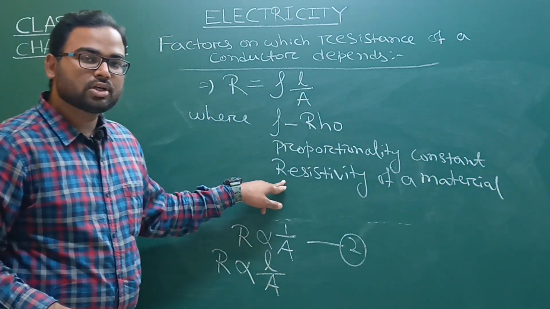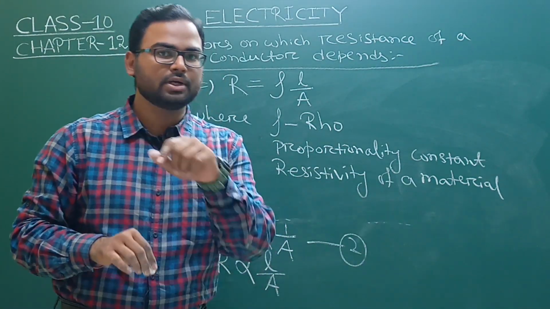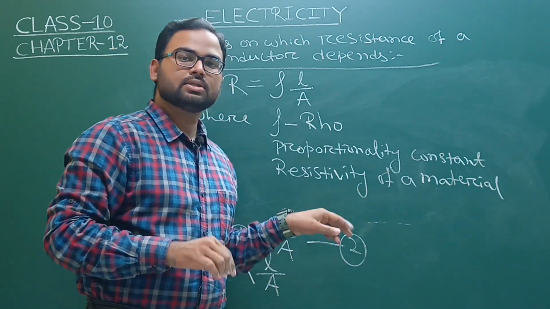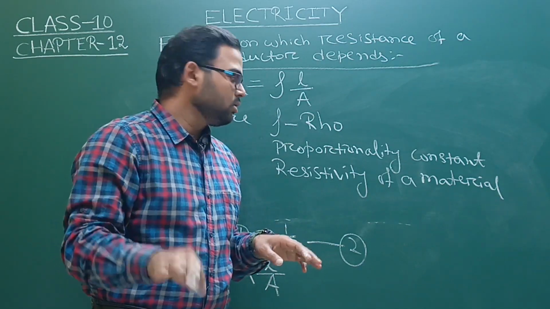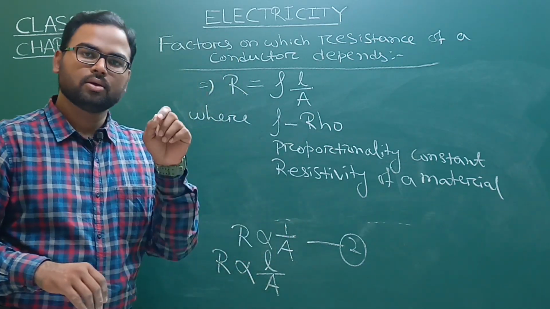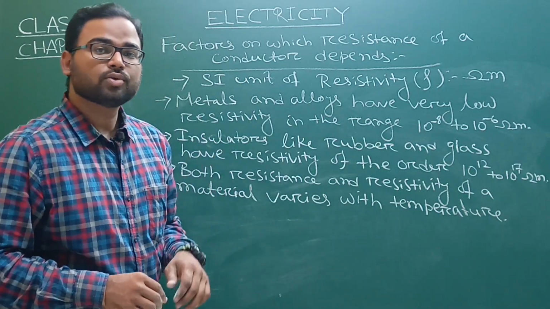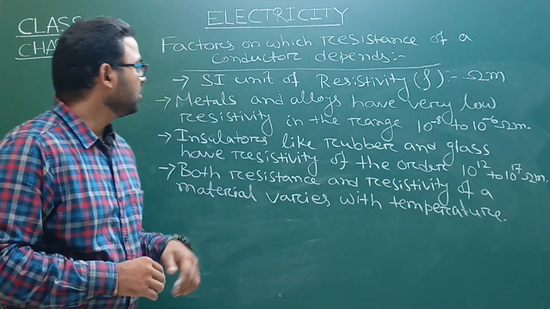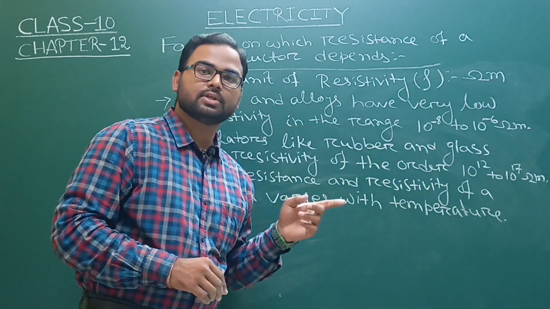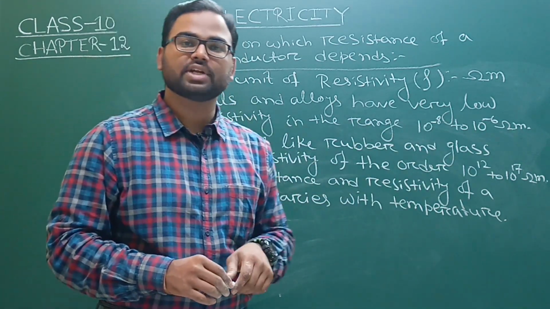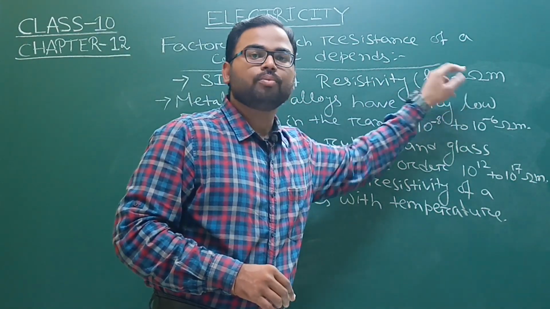So resistivity of a material is different for different materials, but for the same material resistivity is equal. Any length or any cross section, resistivity is constant for a material of the same composition. So what will be the SI unit of resistivity? The SI unit of resistivity is ohm meter. In the previous class we discussed that the SI unit of resistance is ohm. So the resistivity SI unit is ohm meter.